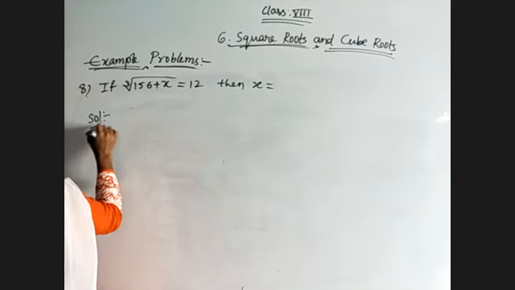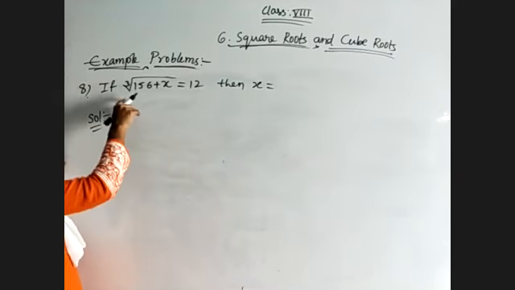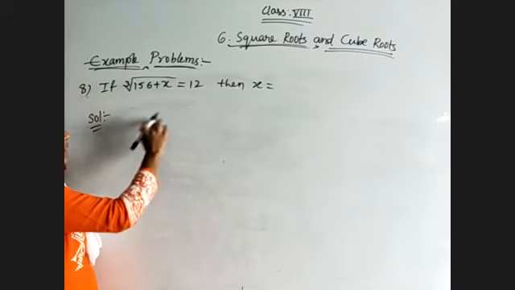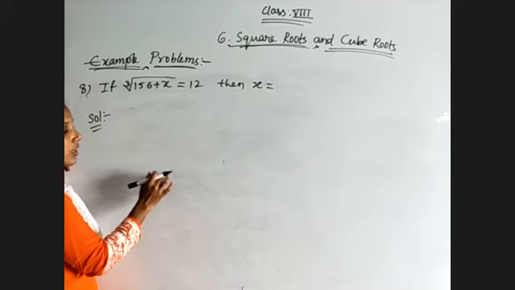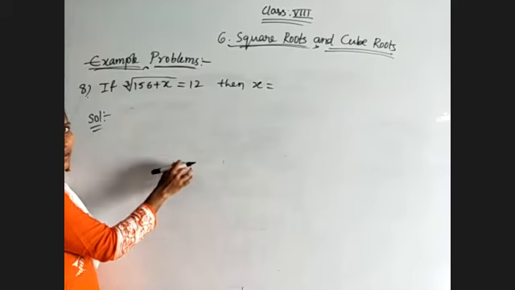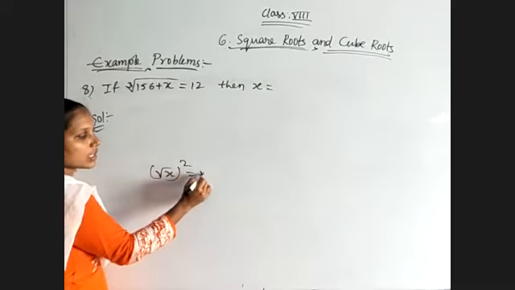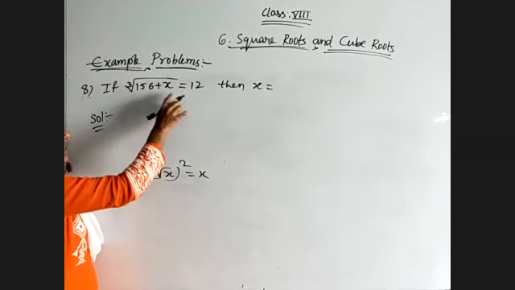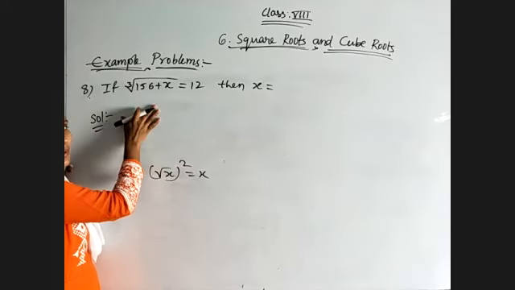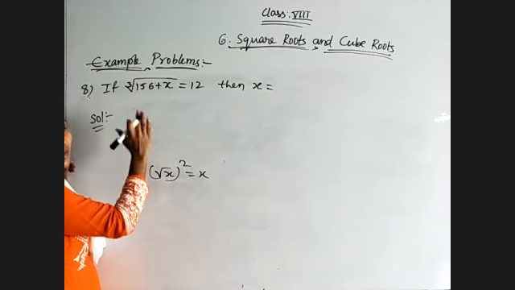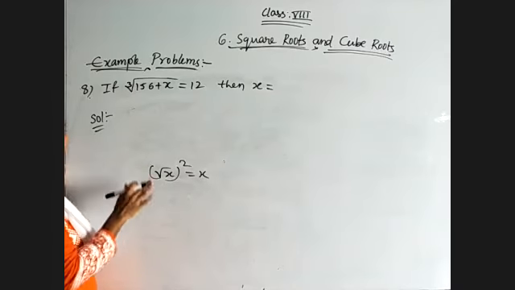Whenever you have a square root, to cancel that square root we apply squaring, because if we square the square root of any number, we get that number only. Root x whole square is equal to x. And while we are dealing with equations, whatever changes you apply on one side, you need to apply on the other side also. Then only the equation will not change.